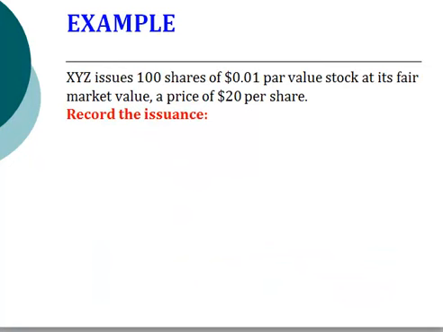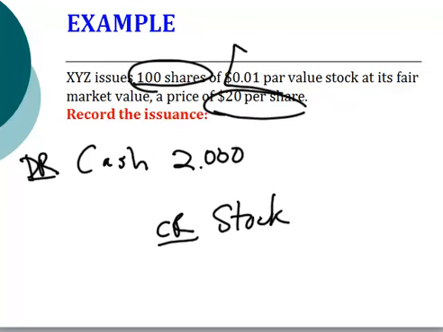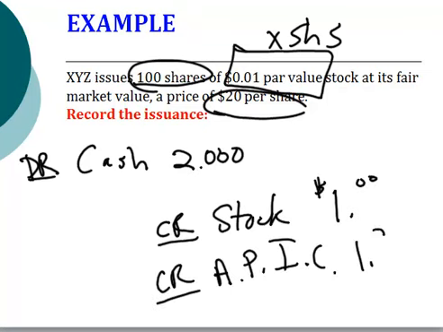Let's examine how we would record this. If XYZ issued 100 shares at $20 per share, the company would be receiving $2,000 of cash proceeds. The 100 shares multiplied by the 20. We will credit common stock for only the par value multiplied by the number of shares. 1 penny times 100 shares would be only $1. The difference is what we record as additional paid in capital. That would be the $1,999.